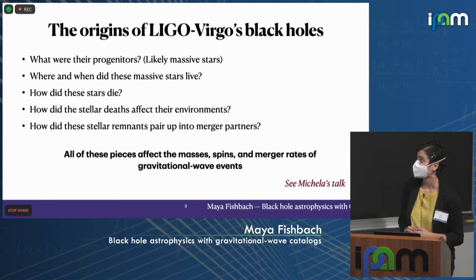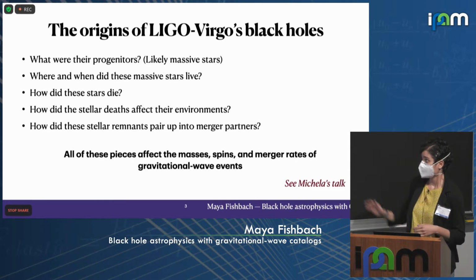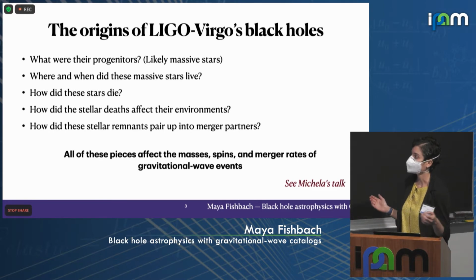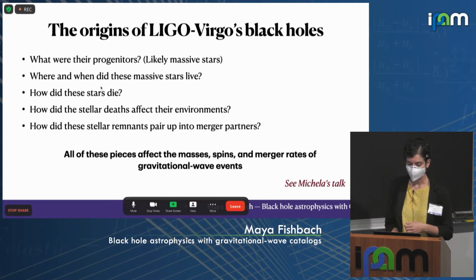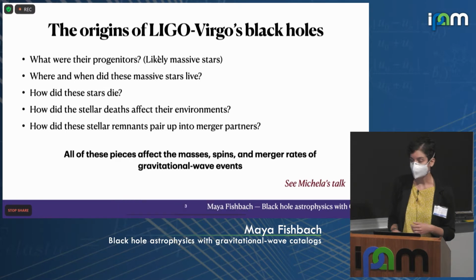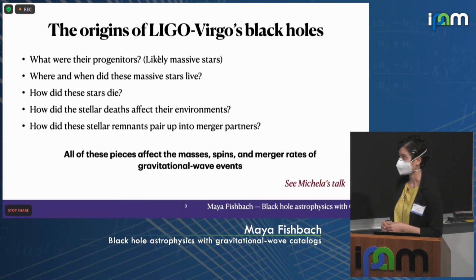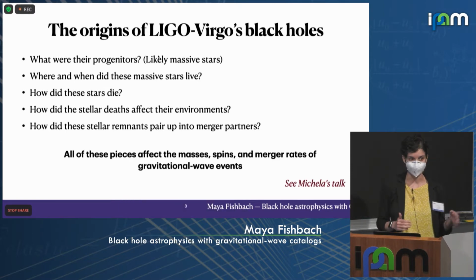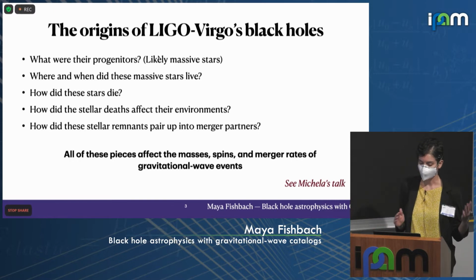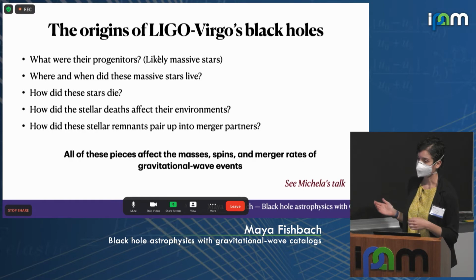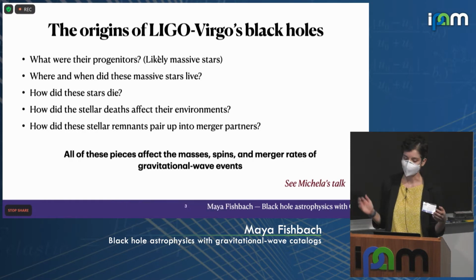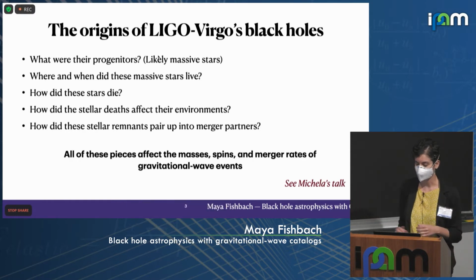And just some more details about what we might learn about the origins of these black holes. So what were their progenitors? Likely they were massive stars, and so for this talk, I'll be focusing on that. Of course, there are other hypothesized progenitors of these black holes, like primordial black holes made in the very early universe, but I'll be focusing on the stellar origin.